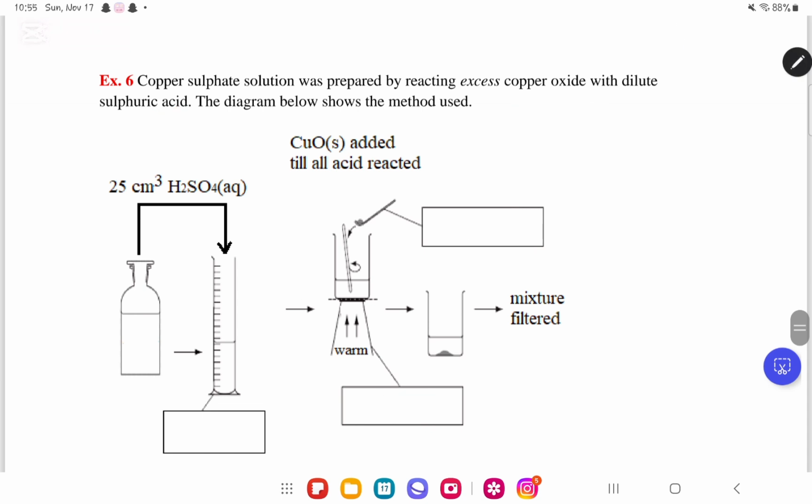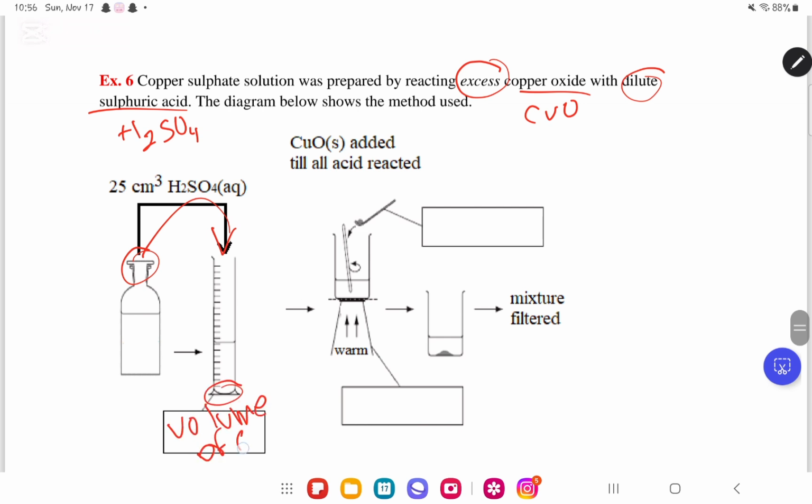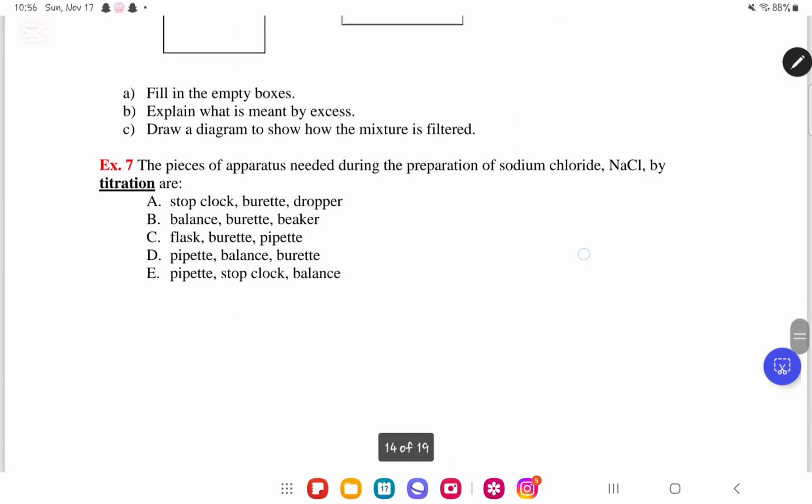Okay, so in exercise 6, we have copper sulfate solution was prepared by reacting excess copper oxide, CuO, with dilute sulfuric acid, H2SO4. Let's label the diagram. First thing, you are adding excess, I'm not sure if this is correct, but I think this is the volume of acid, because here they said CuO is added till all the acid reacted. So this is excess CuO solid, and this over here is heat. So I think this is the labeling of the diagram. I'm not sure about it though, so please double check if you can for exercise 6.